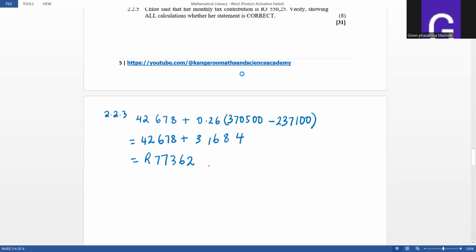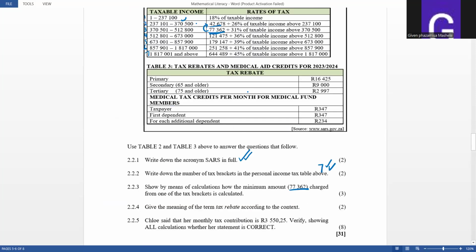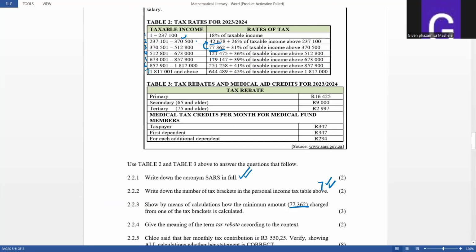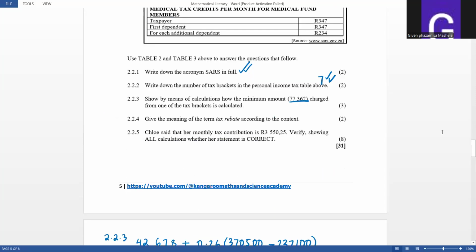So which means that if you wanted to confirm, for example, how the 121,000 came as the minimum, we use the previous bracket. So it's going to be 77,362 plus 31% of 519 minus the one provided there. Still to give us the same answer. I'm saying it will give us 121. You can confirm that on your own. So we have answered this question here.